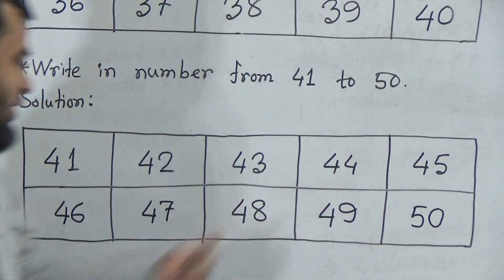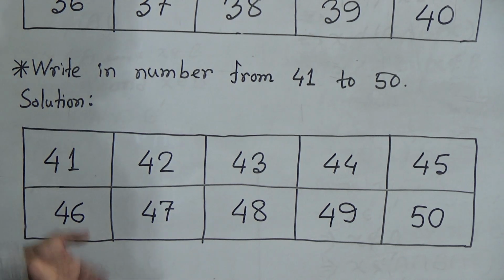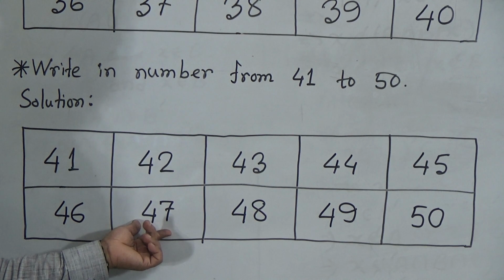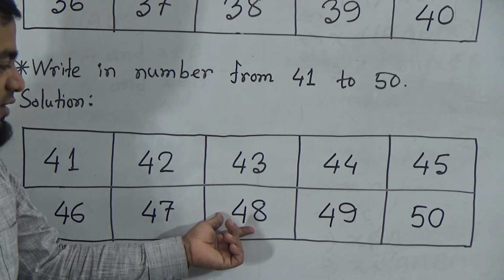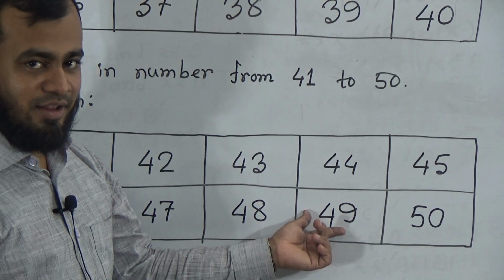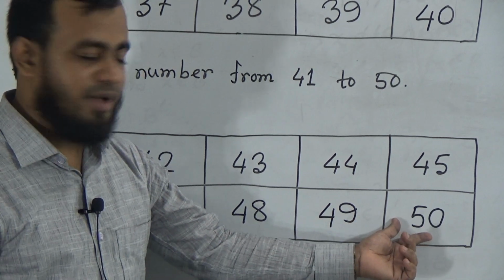46 comes after 45, which is 4 and 6 makes the number 46. After 46, the number that comes is 47. 4 and 7 makes the number 47. Then we have 48. 4 and 8 makes the number 48. After that, the number that comes is 49. 4 and 9, 49. Then the last number which is 50. The number 50 is given here. 5 and 0 makes the number 50.